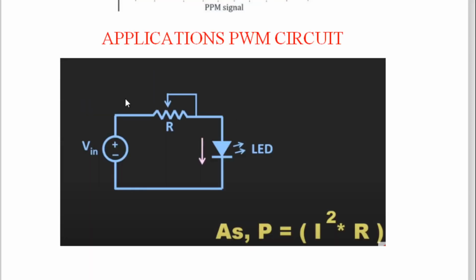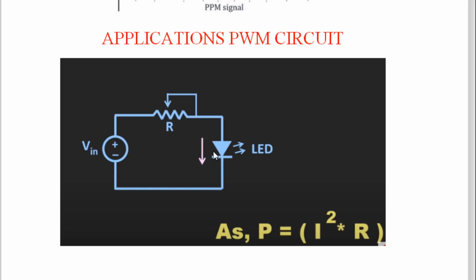Now what is the application of PWM? I am going to explain the PWM circuit application very fast because this is very simple. You know an LED is connected to a voltage source and you want to control the intensity of the LED. So you use a variable resistor and control the current going through the LED. So in this case, what will happen? The intensity of the LED will be less.